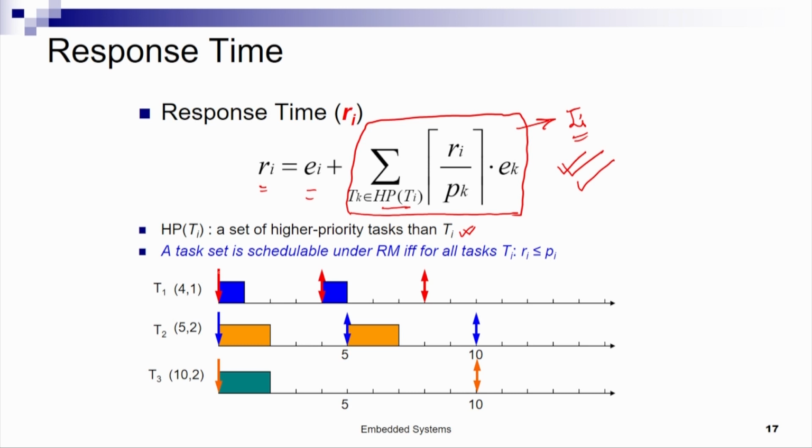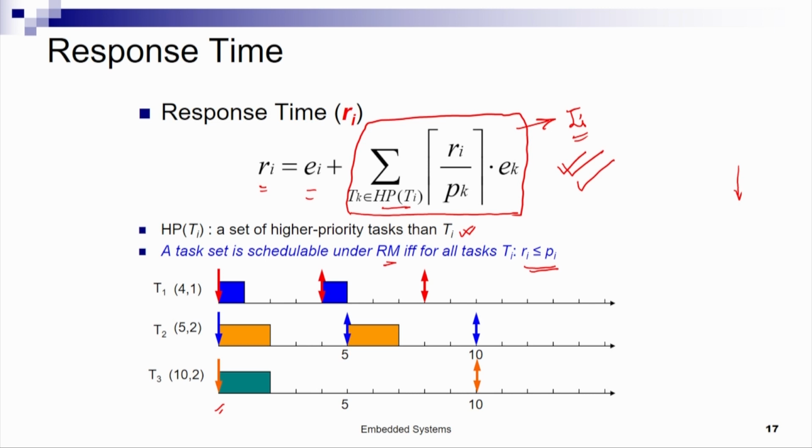We will look at this in a bit more detail. And we say that a task set is schedulable under RM if and only if for all tasks the response time is less than its period, when all tasks start at their critical instant, that means that all tasks start at the same time.